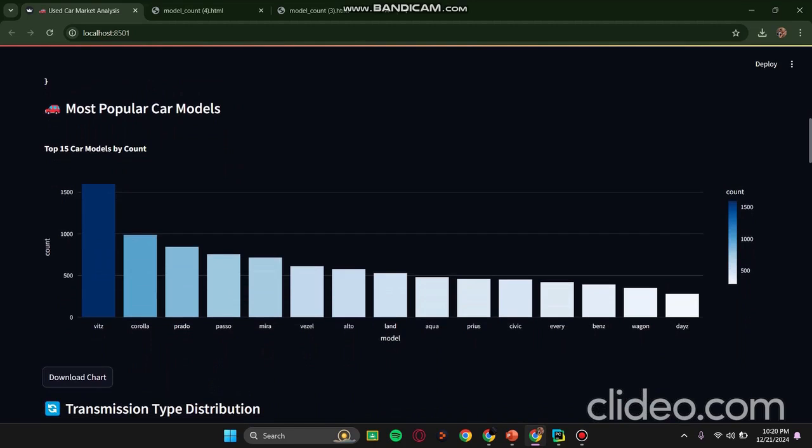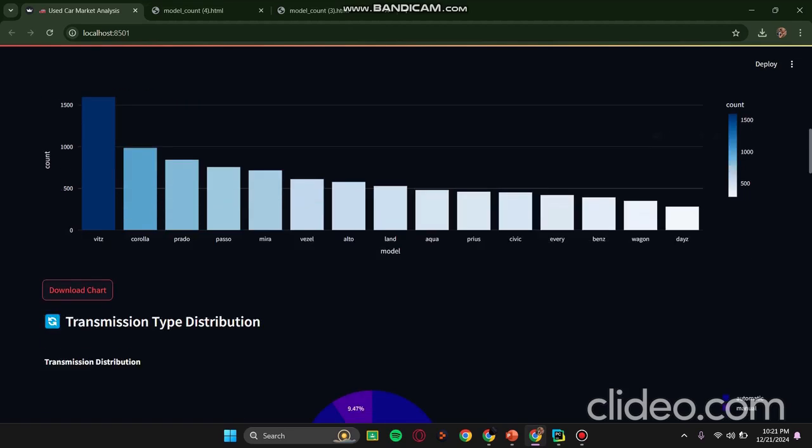Now, I have used a histogram for the most popular car models by count. Now we have 15 car models. On the y-axis we have count and on the x-axis we have models. The model with the largest count is Vitz. If we hover over Vitz, we can see that the model is Vitz and the count is around 1596. So this is the most popular car model by the histogram. Secondly, we have Corolla. Thirdly, we have Prado. Now we can also download this chart by clicking on this button.